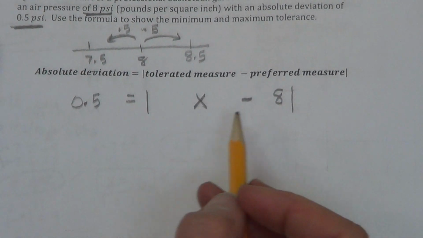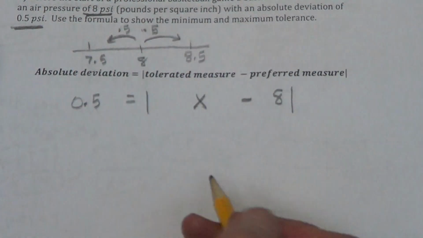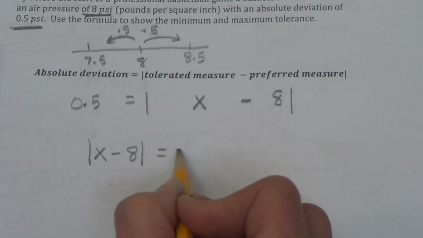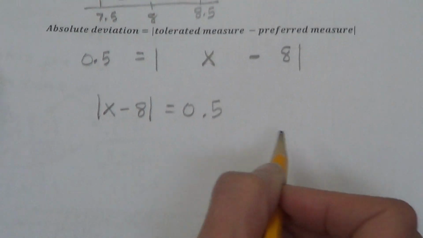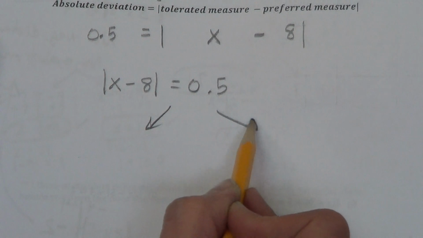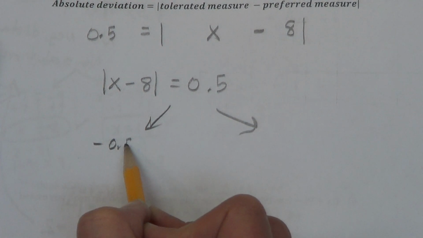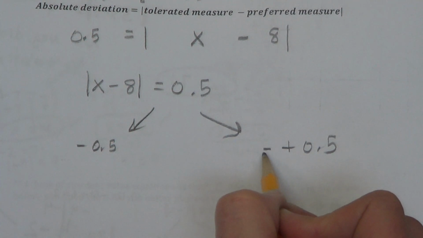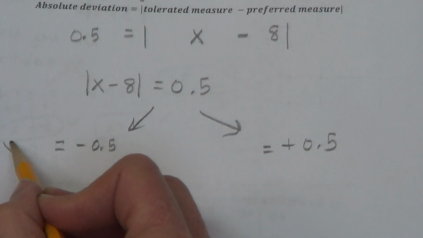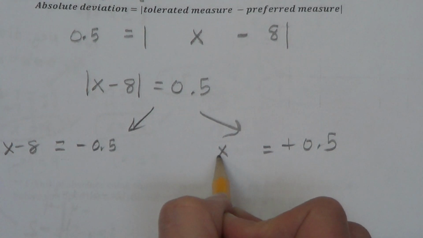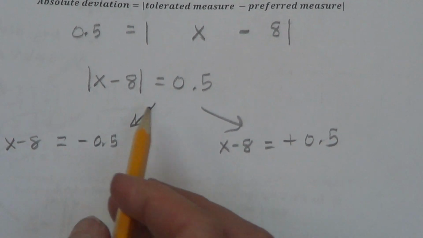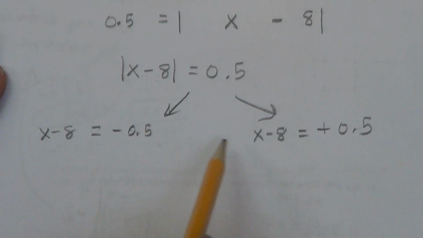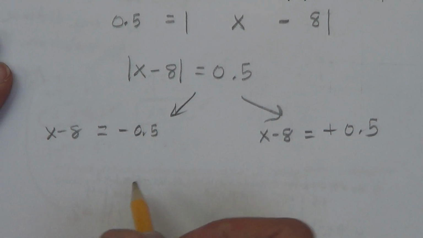First thing I want you to do is use the property of symmetry and flip the whole thing over. So it's absolute value x minus 8 equals 0.5. We're ready to open the closet doors. A negative 0.5 and a positive 0.5. x minus 8, x minus 8. Do not change that to an x plus 8. That would be very wrong to do. That's not what we have in the closet doors.